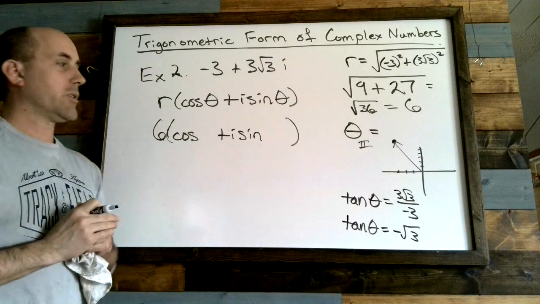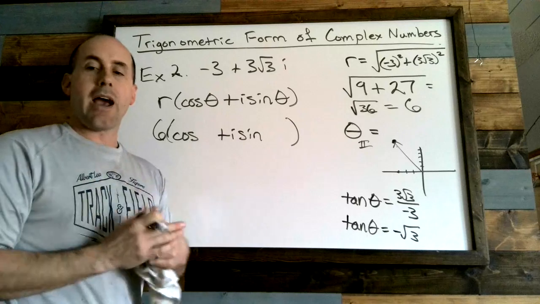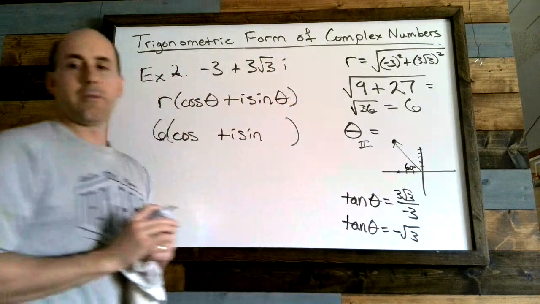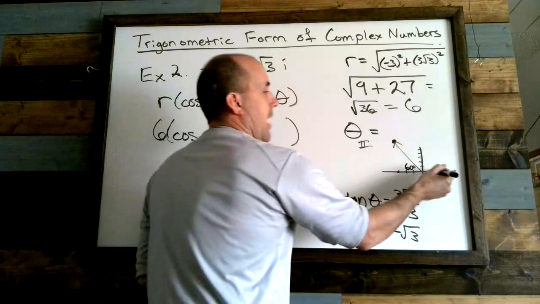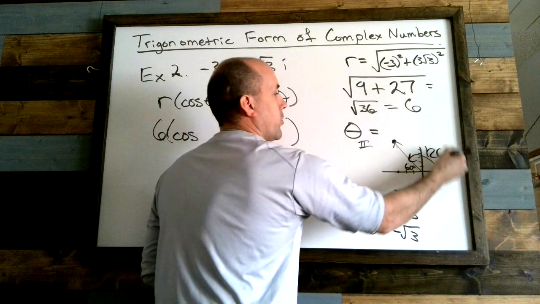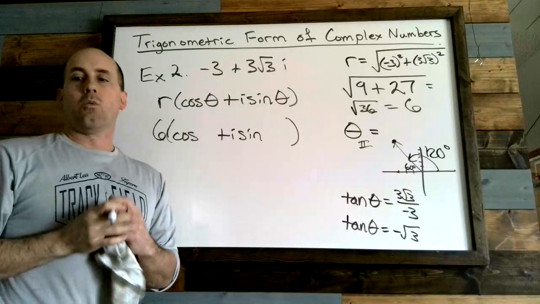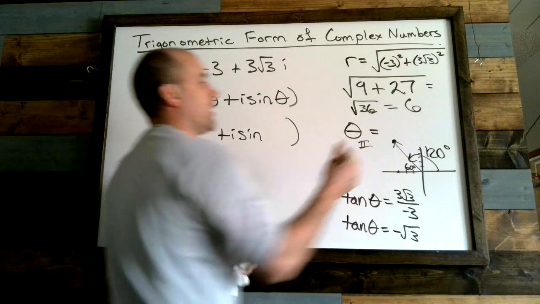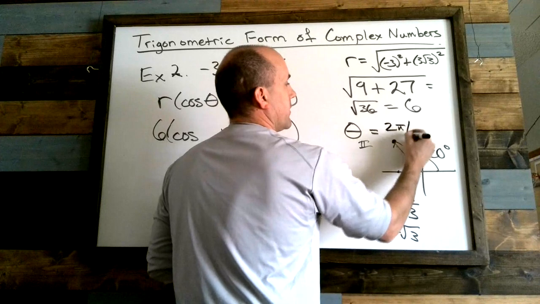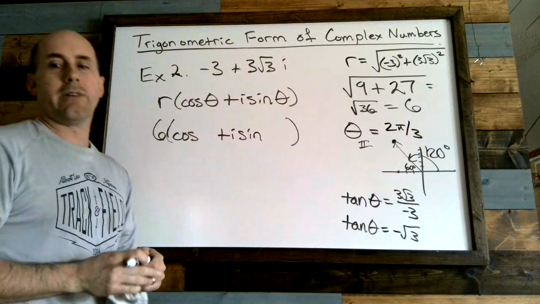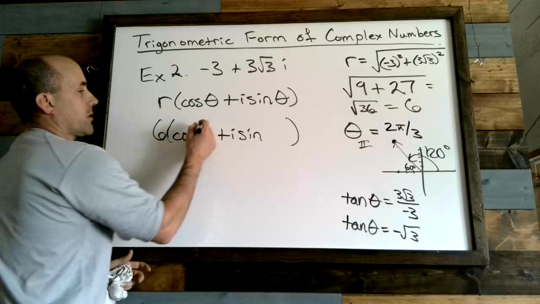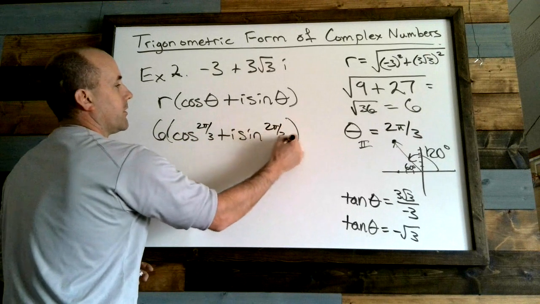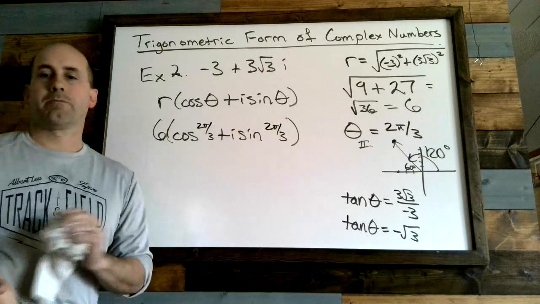Where is tangent equal to the square root of 3? That's going to be at 60 degrees. Okay? So that means that this is a 120-degree angle. And what is the radian measurement for 120 degrees? It is 2 pi divided by 3. So we have 6 cosine of 2 pi over 3 plus i sine of 2 pi over 3. Okay, there you go.